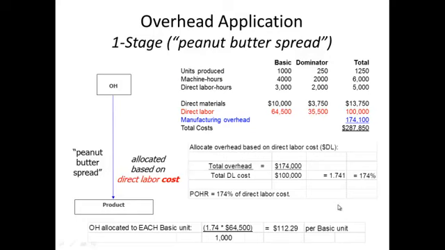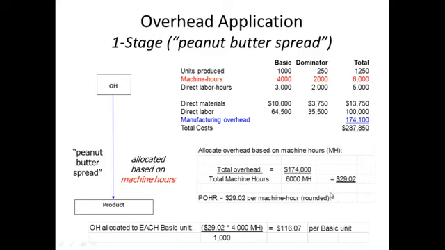Let's do one last one. Let's suppose we're going to allocate overhead based on machine hours. So our basic product line consumes 4,000 machine hours for the year. So we would take our 174,000, divide by 6,000 machine hours, and we get a rate of $29.02. So our predetermined overhead rate is $29.02 per machine hour.